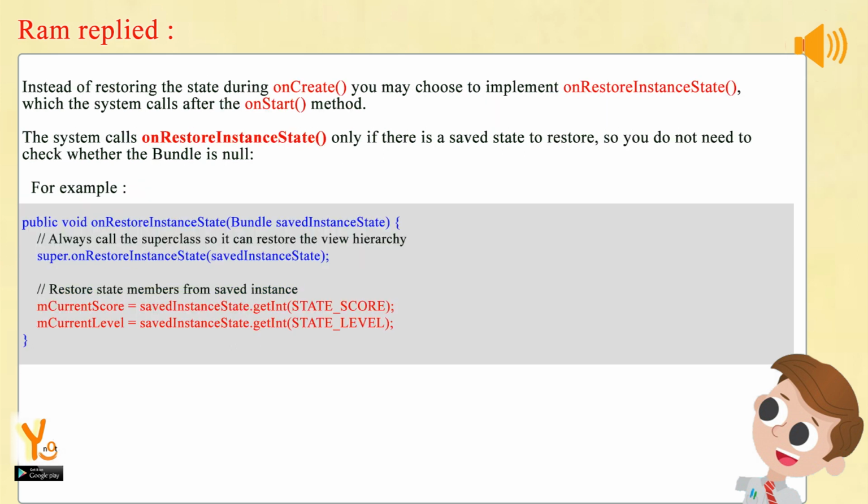Instead of restoring the state during onCreate, you may choose to implement onRestoreInstanceState, which the system calls after the onStart method. The system calls onRestoreInstanceState only if there is a saved state to restore, so you do not need to check whether the bundle is null. Example is given below.